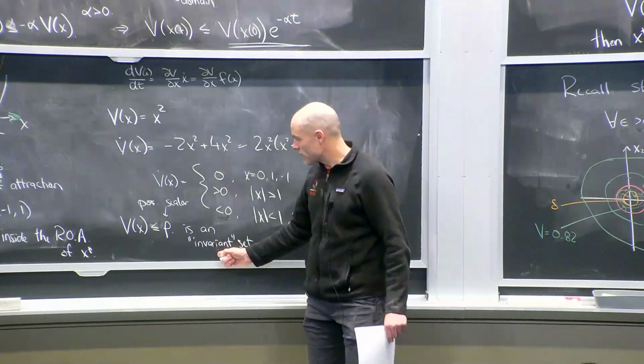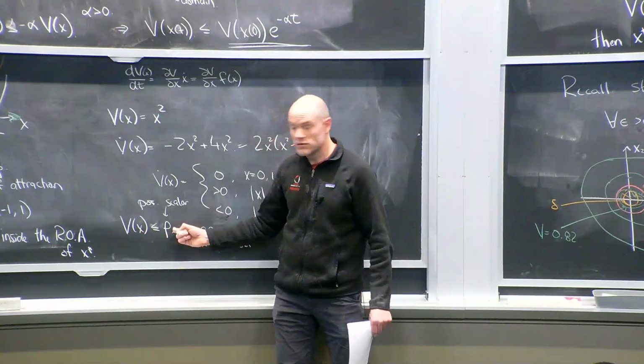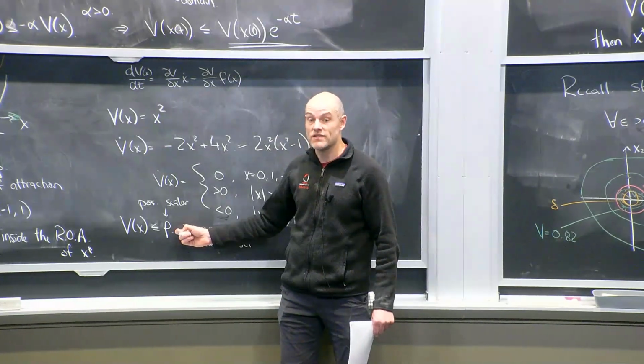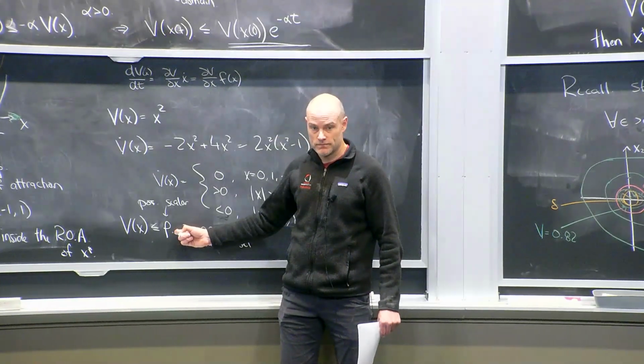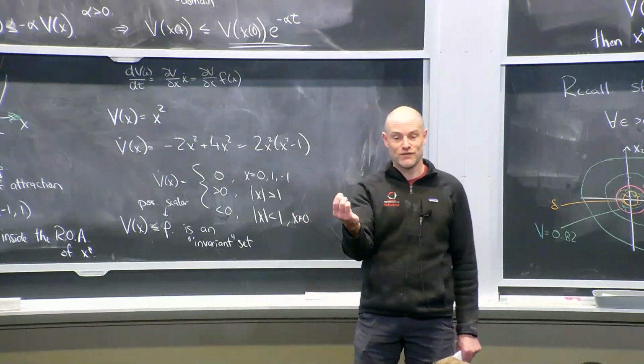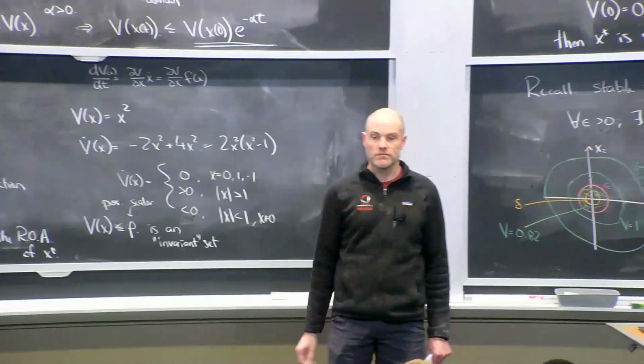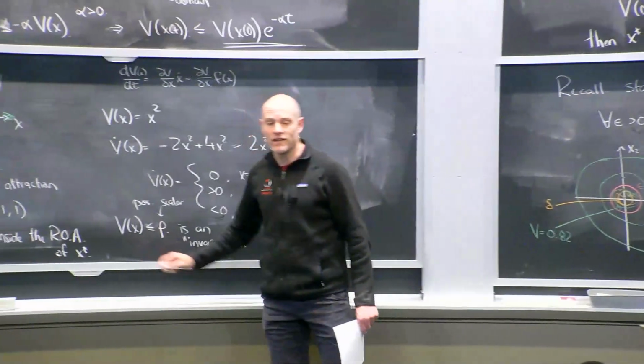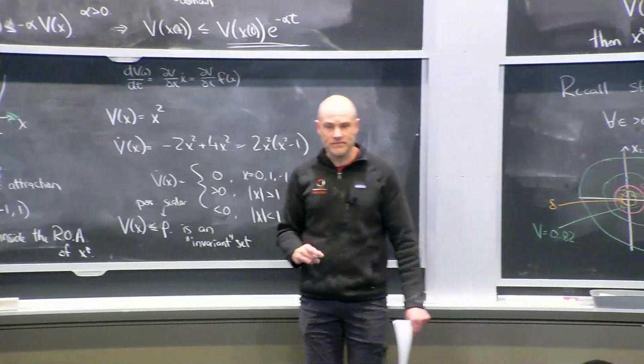So we get that. So any sublevel set of a valid Lyapunov function is an invariant set. There are other ways to find invariant sets. Any fixed point is an invariant set, for instance. But Lyapunov gives you an easy way to carve out invariant sets.